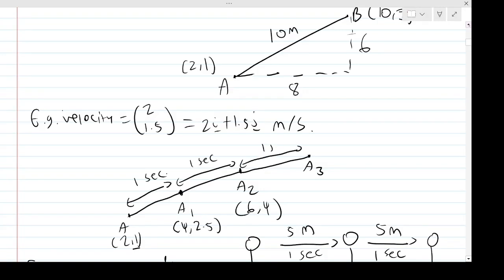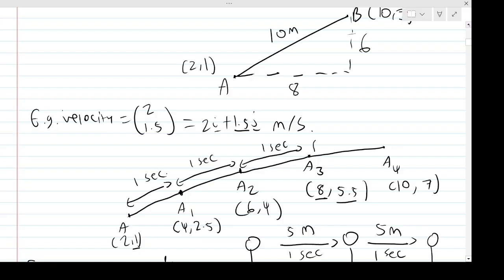I'm increasing by my vector, okay? So at the third point, after 3 seconds, again I need to add 2i, so 2 add 6 would be 8. Then 1.5j will be 4 add 1.5, which would be 5.5, okay? So now I'm at this point. Now, after 4 seconds, so now I'm at A4, if I add another 2 on, so 2 add 8 would then be 10, and 1.5 for y, add by 5.5 will be 7.